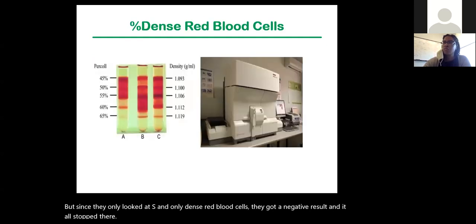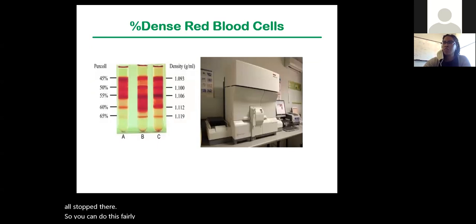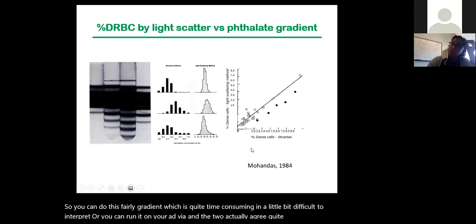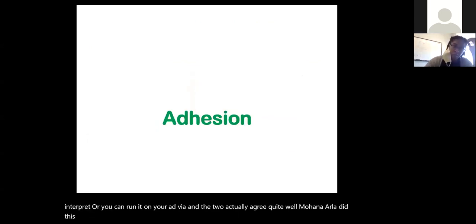So you can do this phthalate gradient, which is quite time consuming and a little bit difficult to interpret, or you can run it on your ADVIA. And the two actually agree quite well. Mohan Narla did this work in '84. And so I prefer to stick with the ADVIA.